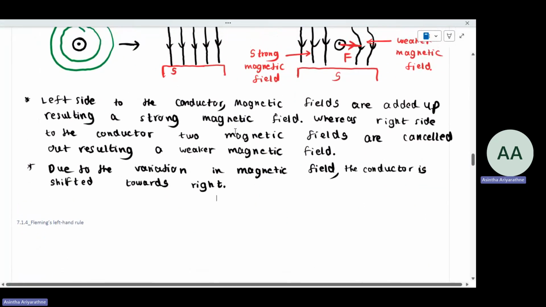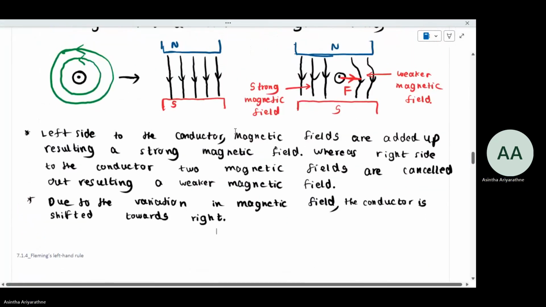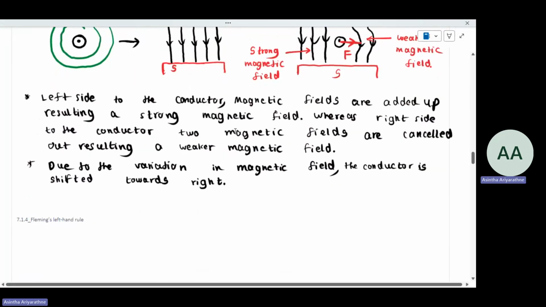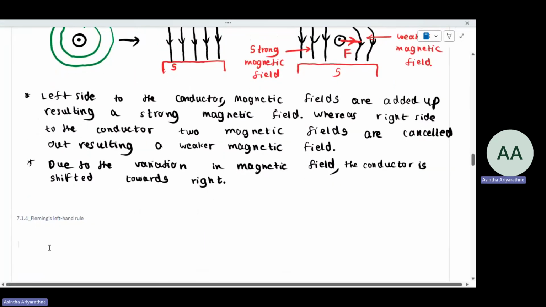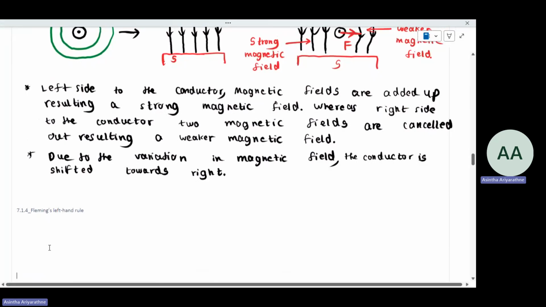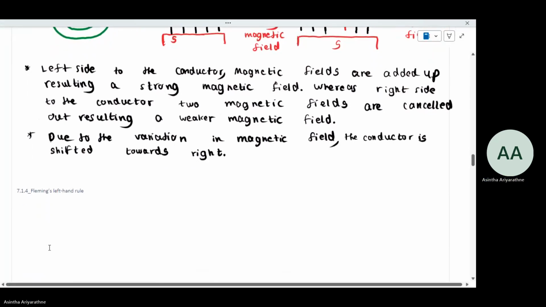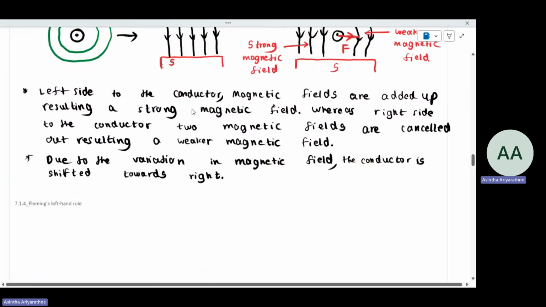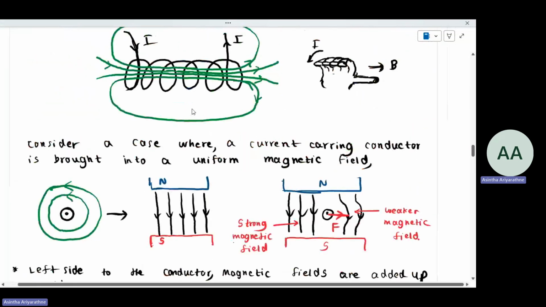But it is somewhat complex. I mean, not complex, it's a tedious process to draw the magnetic field, find how the magnetic field variation occurs around the conductor, and come to the result of the direction of force. It is not convenient. So it is a time-wasting process.